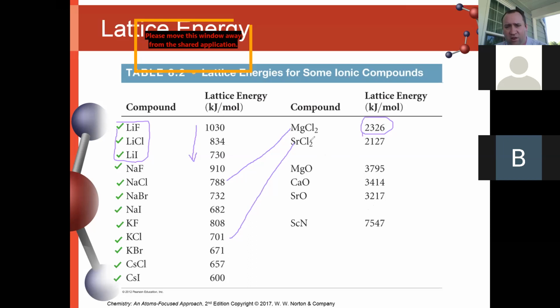And we can even see that. Look at the difference between magnesium chloride and magnesium oxide. Look at the difference between magnesium oxide and scandium nitride, where we had positive 2 and negative 2 here, and now we have positive 3 and negative 3 here in the scandium nitride. So charge is much more important, much more pronounced, much more significant than size is. But if all things are considered equal other than size, then we would look at that as a way of evaluating the strength of the ionic bond and the closeness, the attraction of the ions to each other.